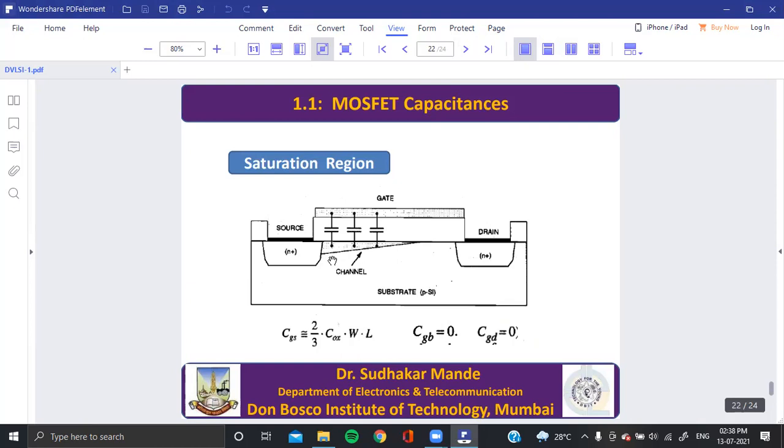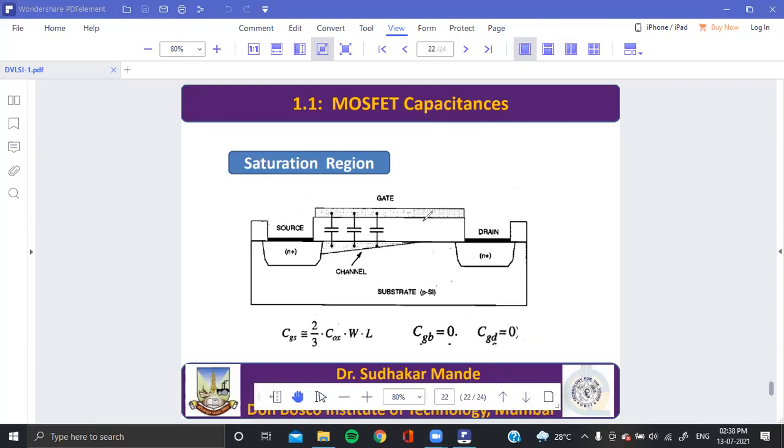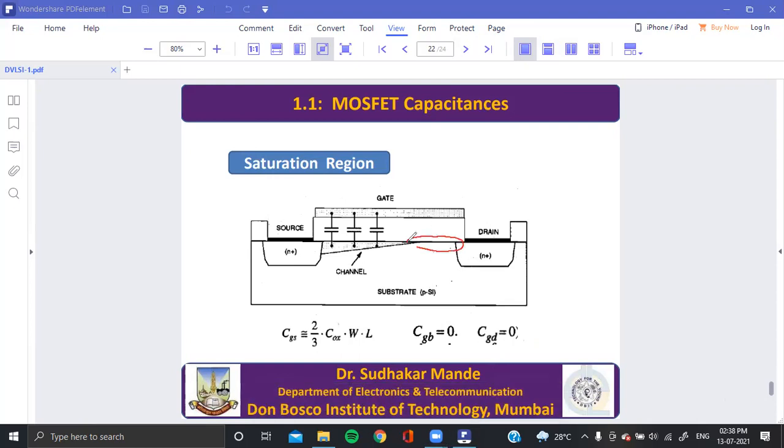Then there is saturation. In the saturation region, you know that there is no channel existing in this part. Therefore, capacitance will exist only between gate and source. There is no capacitance between gate and drain, and no capacitance between gate and substrate. That is also zero. This is approximated as 2/3 of the total capacitance, because the rest of the capacitance is not coming into the picture. In this way, these oxide related capacitances will come into the picture.